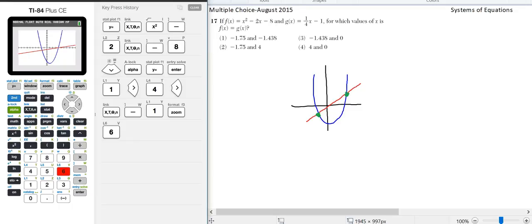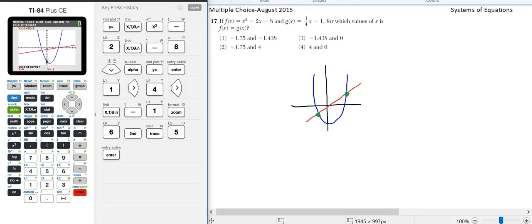To find out exactly, we're going into the calc menu, second trace, and 5 for intersect. We're going to start with the intersection on the left. What the calculator wants us to tell it first is which is the first curve, and the cursor is already on the first curve, so click enter.